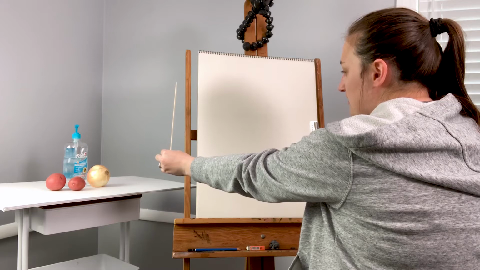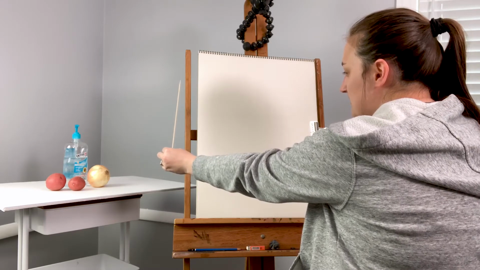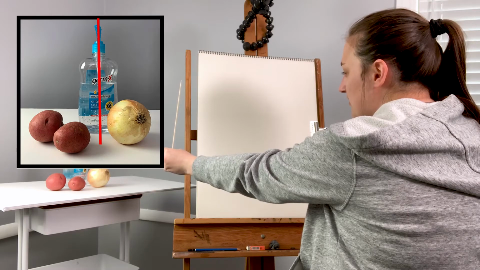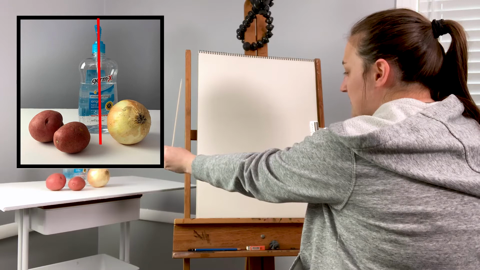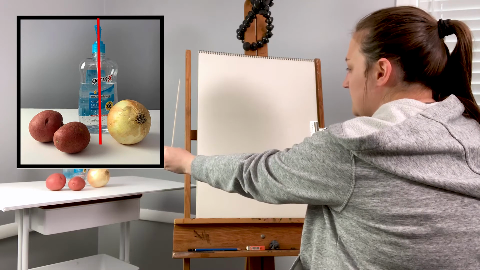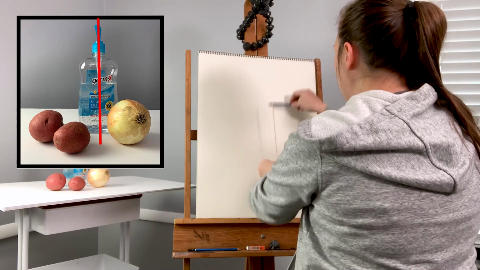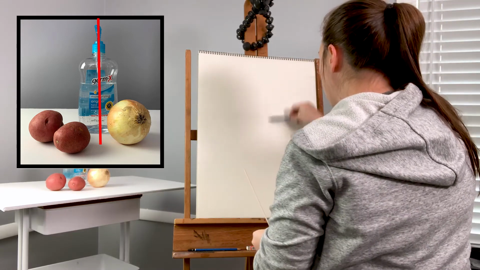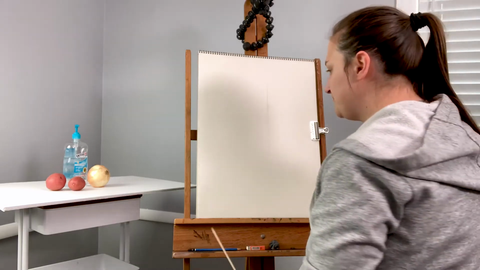Now I have my citing stick lined up with the axis line of that hand sanitizer, and I am looking at it in relationship to the other objects in my still life. And I'm saying, okay, it's slightly to the right of the rest of my composition. So when I bring it over to my paper, I am going to put it slightly to the right from the rest of my composition.